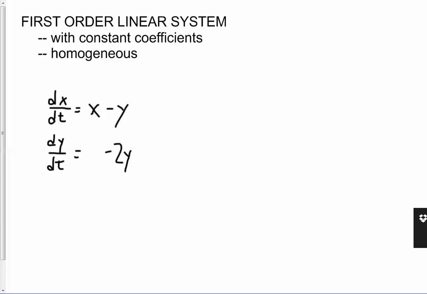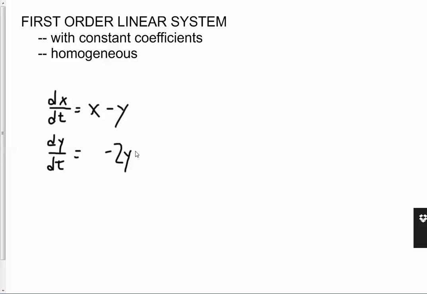In this video, we're looking at first-order linear systems, and we want to drill down specifically to those with constant coefficients and that are homogeneous. So here's an example. dx/dt equals x minus y, dy/dt equals negative 2y.